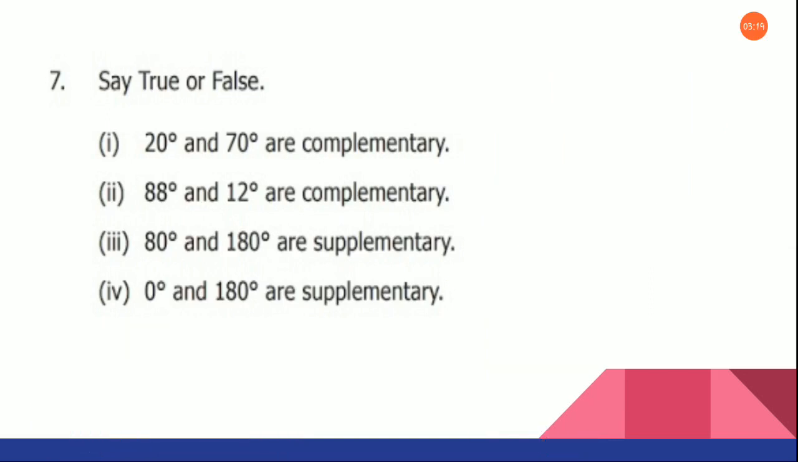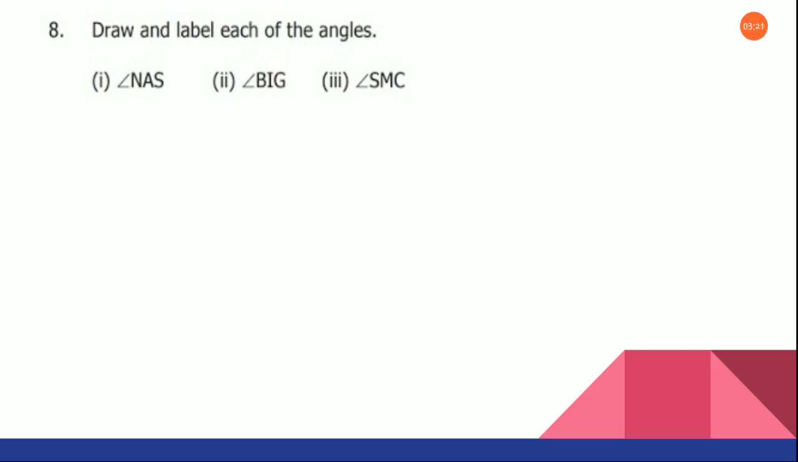Okay children? Now, draw and label each of the angles. They have given you the angle name, that is NAS. You can draw it as any type of angle. You can draw it as a right angle, acute angle, obtuse angle, reflex, any type of angle, and name it in the order NAS. Okay. Now I am going to write it like this and mark this.